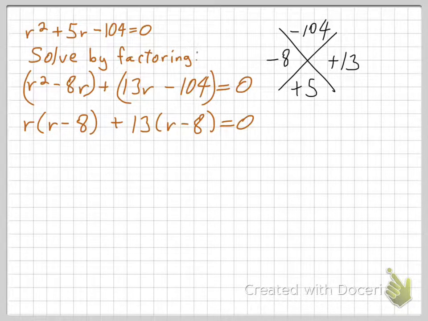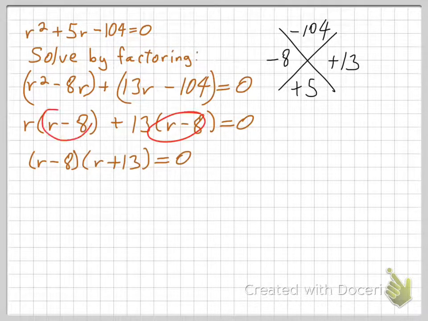And then what's in common between 13r and negative 104? What's a common factor? Well, 13, right? There's a 13 in 13, and there's a 13 in negative 104. 13 times negative 8 equals negative 104. So then what I do is I can pull out what's in common here, right? This is called solving by factoring.